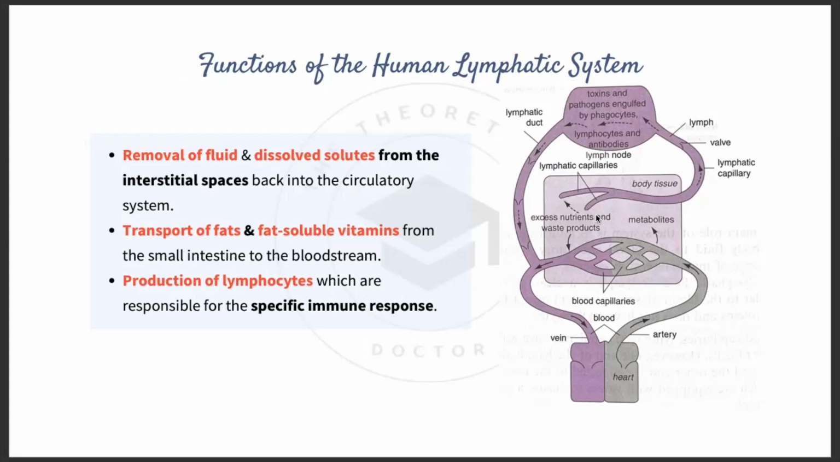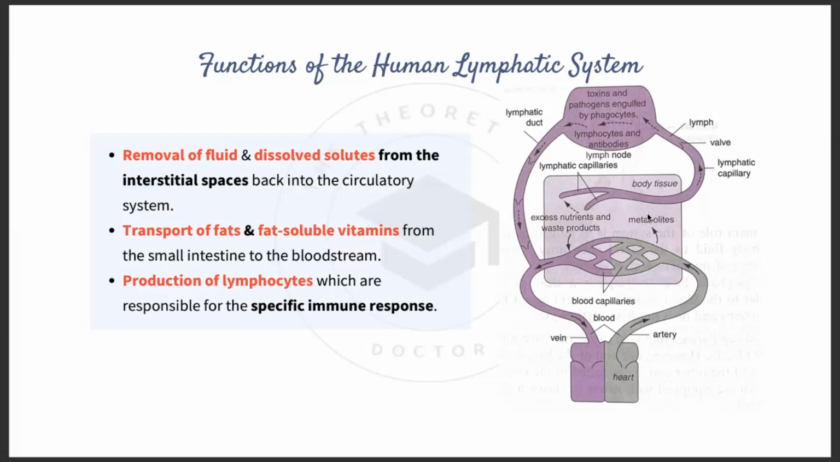So the lymph will flow through the lymphatic capillaries, which have valves over here to prevent backflow, and through the lymphatic system. Over there in the lymphatic system, there will be lymph nodes present throughout various parts of the body. When the lymph passes by these lymph nodes, the toxins and pathogens will be engulfed by the phagocytes.